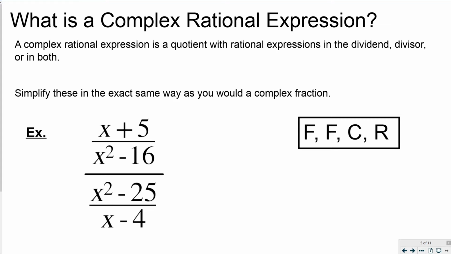So how does that apply to complex rational expressions? A complex rational expression is a quotient that has rational expressions in the dividend, divisor, or in both. So we simplify these in the exact same way that we would the complex fraction that we just did. We're going to first rewrite it as the quotient of two, because we've already learned how to divide rational expressions. And then we're going to flip, factor, cancel, and rewrite.